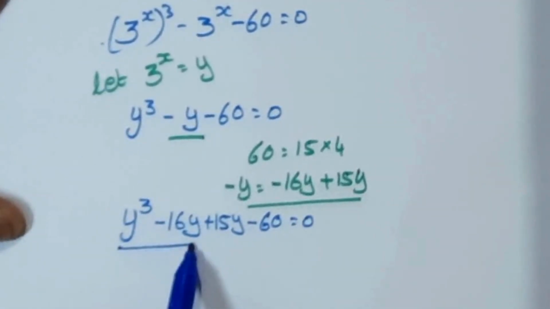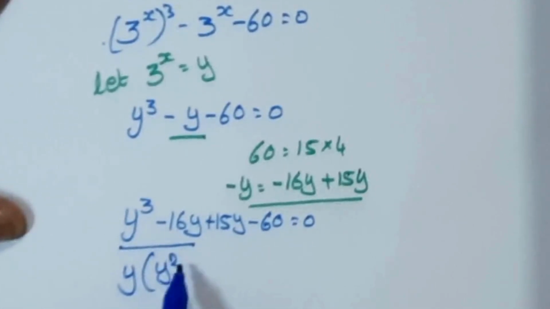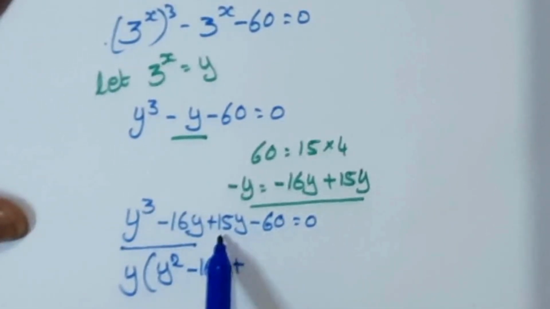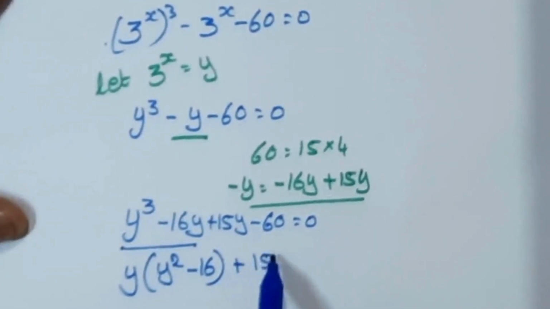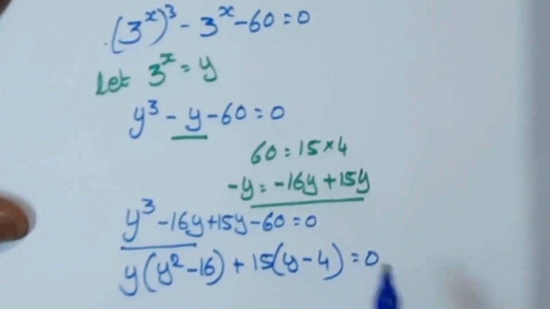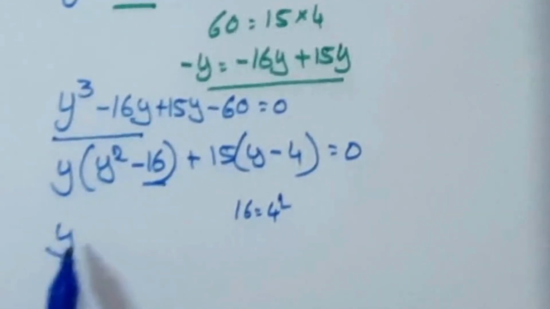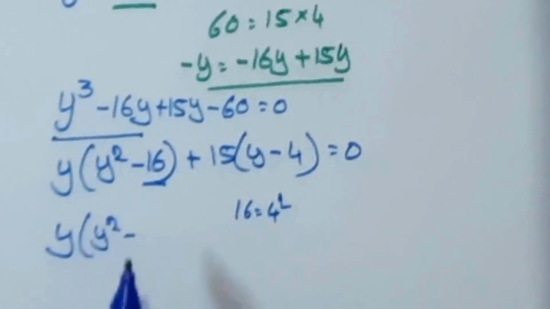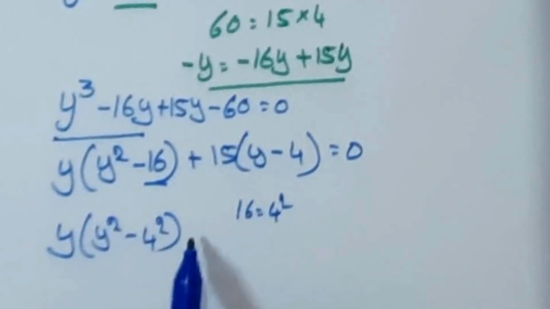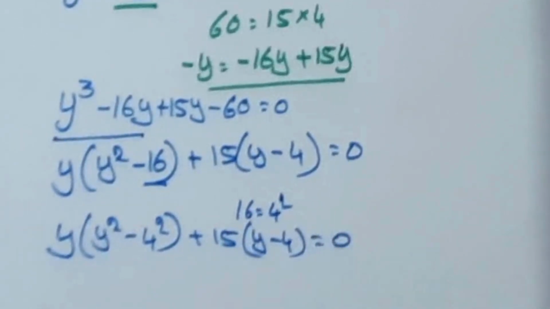Take the y from here. y square minus 16, plus we are going to take 15 out from here. So 15 times (y minus 4) equal to 0. 16 will be written as 4 to the power of 2. So y(y square minus 4 square) plus 15(y minus 4) equal to 0.